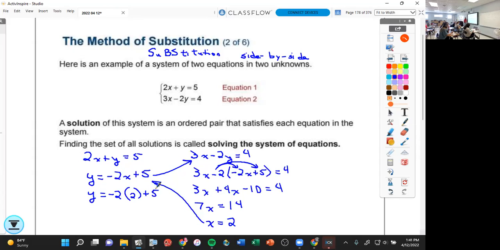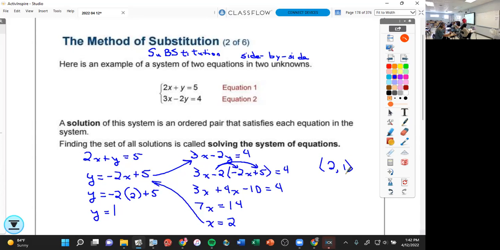And that's just very simple math. -2 times 2 is -4, plus 5 is 1. Which means, unless I messed up, I think the solution to this system is the point (2, 1).